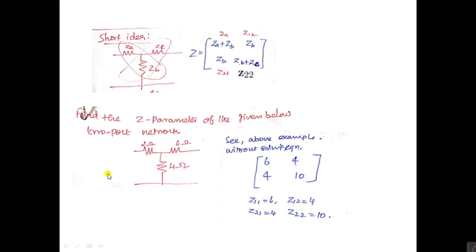Now, from this circuit you directly write the answer: 2 plus 4, that becomes 6; 6 plus 4, that becomes 10; the remaining common term 4. This is the direct answer if they ask a 2 mark question. Okay? No need to waste time, no need to apply all the concepts.